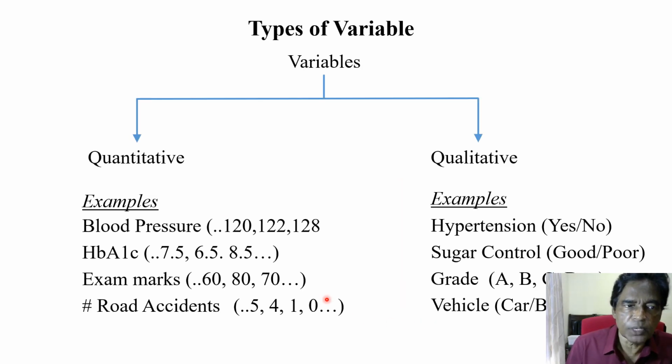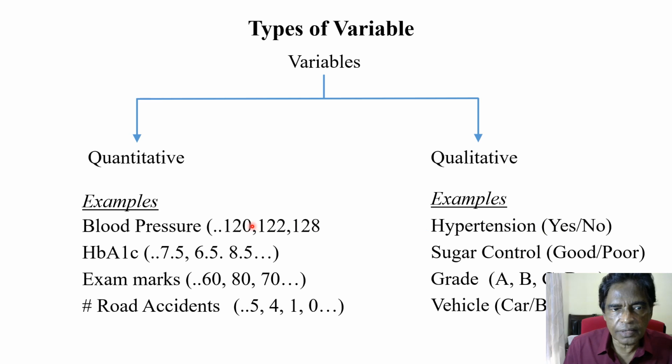So, types of variables. Variables can be quantitative or qualitative, right? Examples are like blood pressure: 120, let's say 122, 128. These figures can be averaged. So the basic difference between quantity and quality is that values of quantitative variables can be averaged, but values of qualitative variables cannot be averaged.